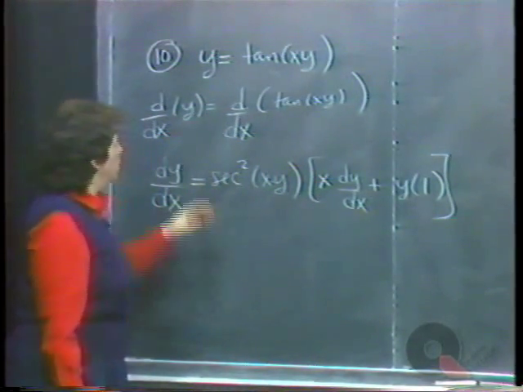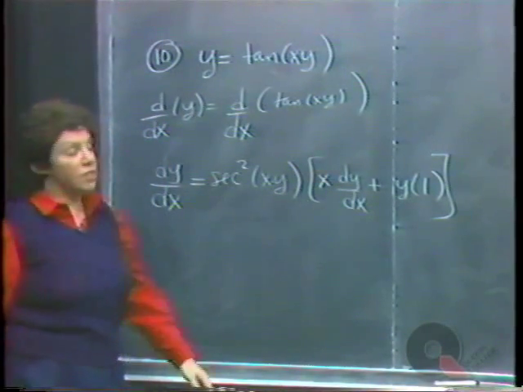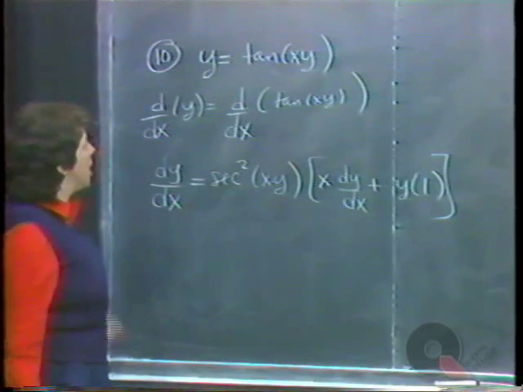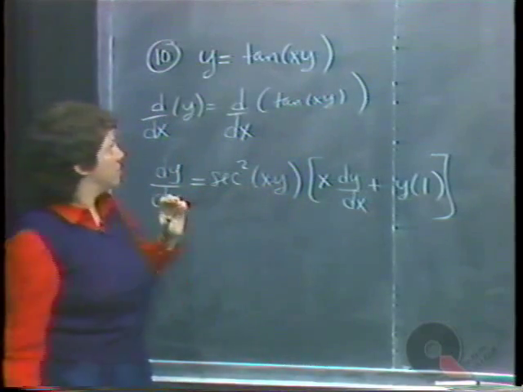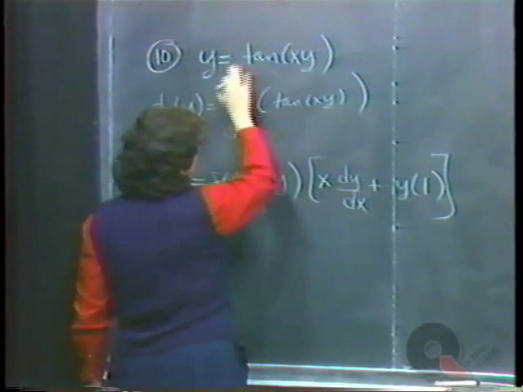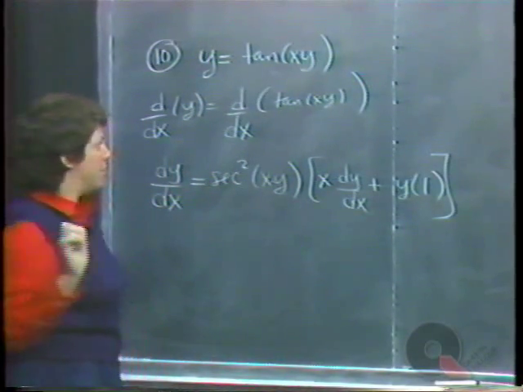Let's look. We have y equals tangent of xy. This does not define y explicitly as a function of x. In all of the 9 other problems that we did today, y was equal to some function. On the right-hand side, we only had x. Here we have y on both sides. Y is not defined explicitly as a function of x. We're going to be using implicit differentiation instead.